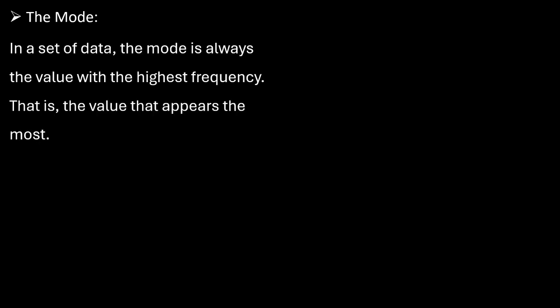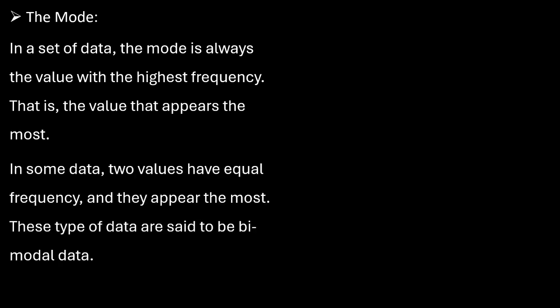Now, let us talk about the mode. In a set of data, the mode is always the value with the highest frequency, that is, the value that appears the most. In some data, two values have equal frequency and they appear the most. This type of data is said to be bimodal data. Let's take examples on that.